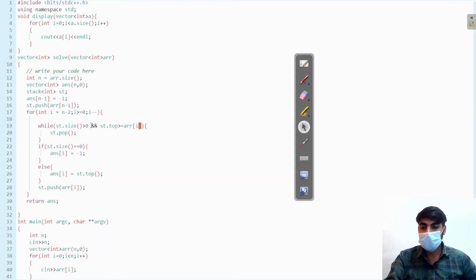Same thing for 0, size is greater than 0, and for that one we are popping out, and then we are checking if size is 0, we are adding -1, and then if size is not 0 and the value is smaller, so we are adding st dot top in our array answer at i, and lastly we are pushing the value in the stack and returning the array.